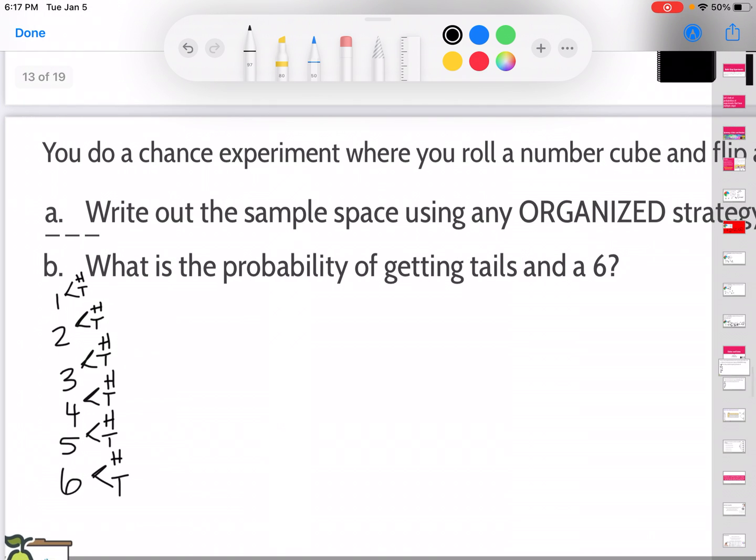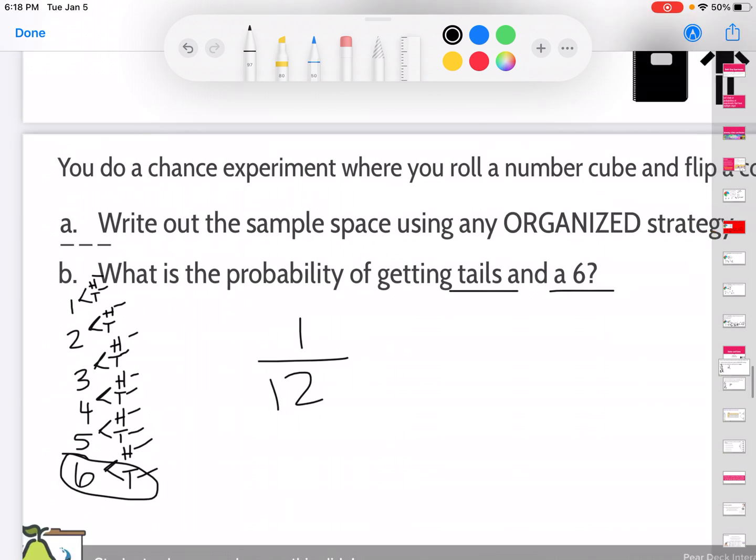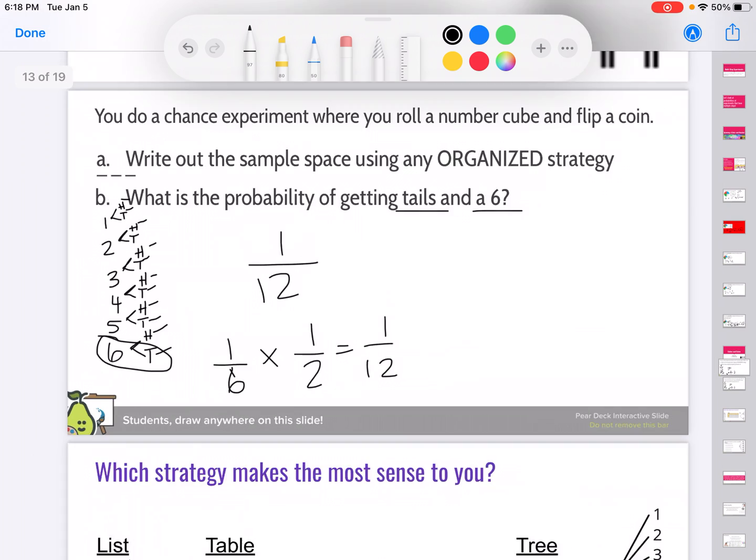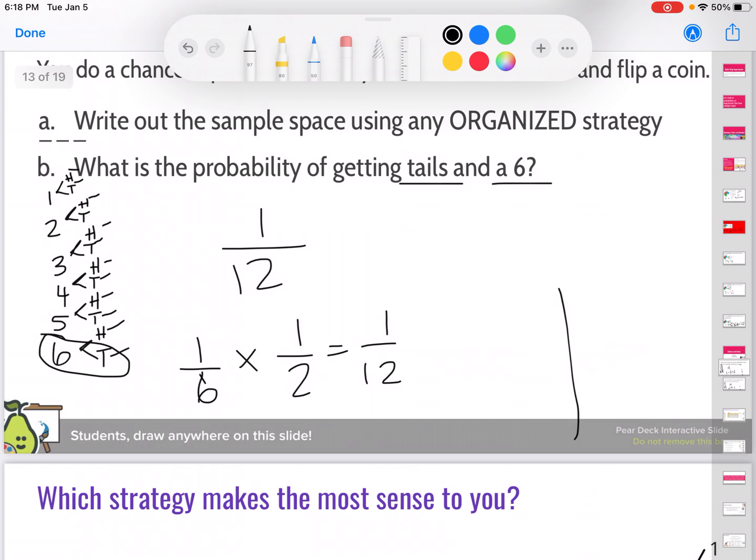So what is the probability of getting tails and a 6? So tails and a 6. So 6 and a tails. So that would be 1 out of 1, 2, 3, 4, 5, 6, 7, 8, 9, 10, 11, 12 options. Or I could have figured that out by going 1 out of 6 times 1 over 2, which would also give me 1/12. All right, the next one.